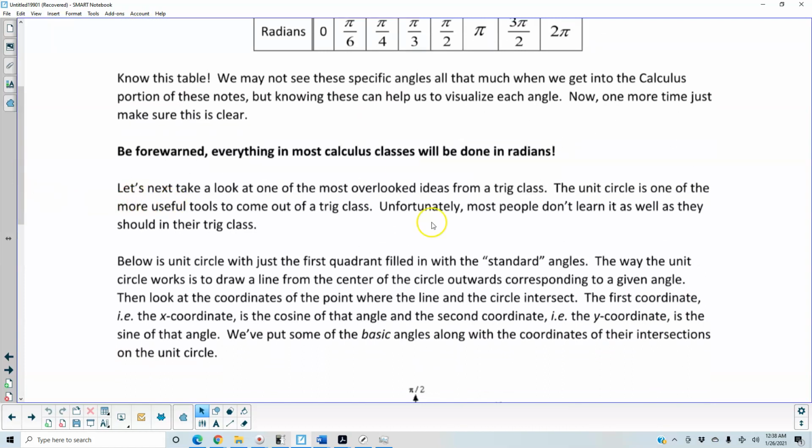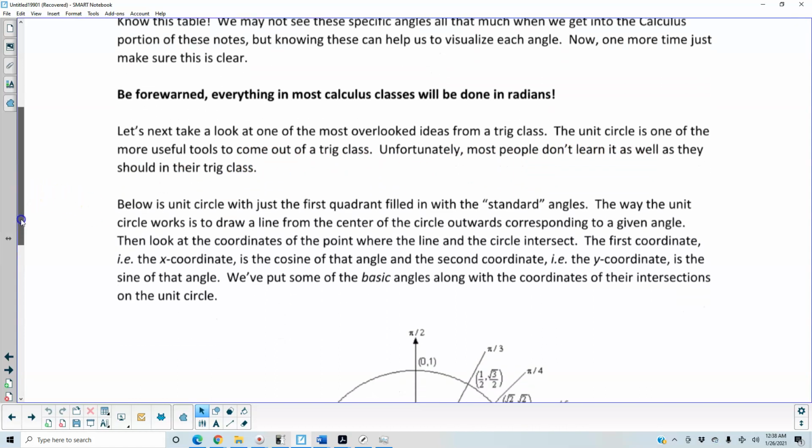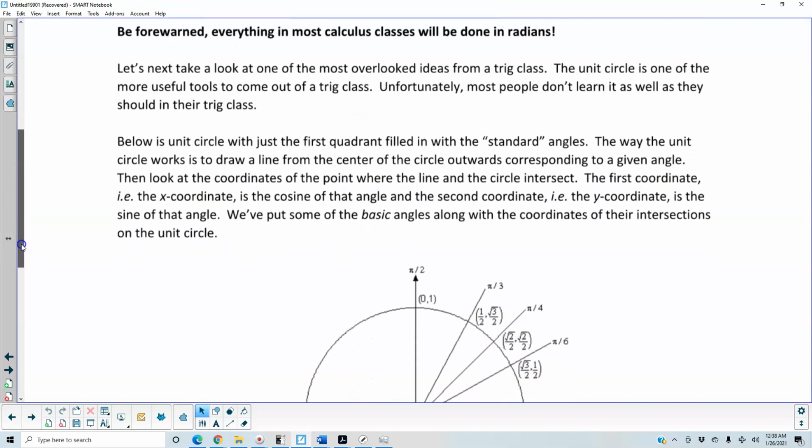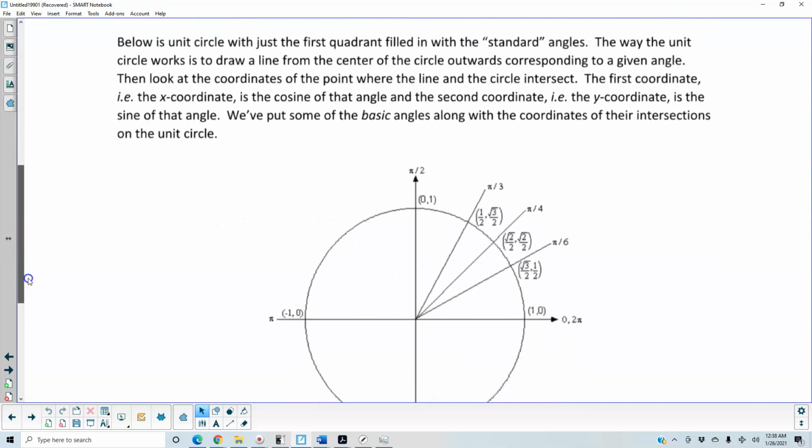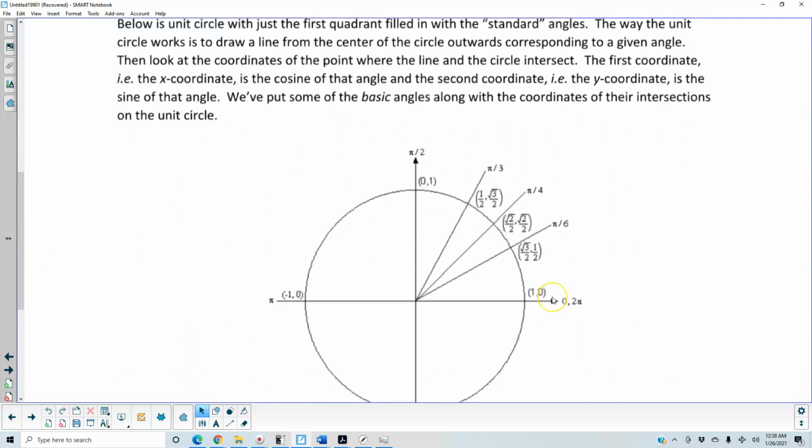Let's next take a look at one of the most overlooked ideas from a trig class. The unit circle is one of the more useful tools to come out of a trig class. Unfortunately, most people don't learn it as well as they should in their trig class. Below is a unit circle with just the first quadrant filled in with the standard angles. The way the unit circle works is to draw a line from the center of the circle outwards, corresponding to a given angle. Then look at the coordinates of the point where the line and the circle intersect. The first coordinate, i.e. the x-coordinate, is the cosine of that angle, and the second coordinate, i.e. the y-coordinate, is the sine of that angle.